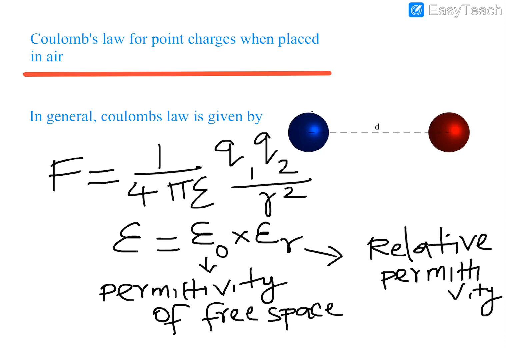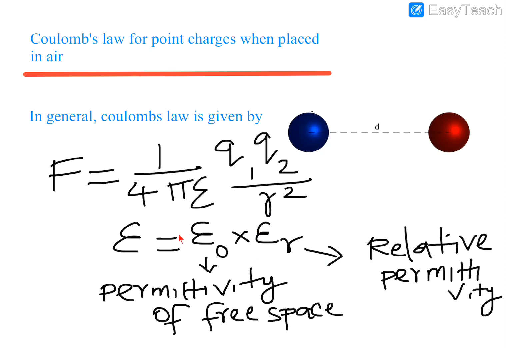Now in the case of air, if you place the two charges in air, then for air this epsilon r is equal to 1. This epsilon r will change depending upon the medium, whereas this epsilon 0 is a constant for all the media. So depending upon the medium, this epsilon r will change. So when epsilon r changes, this total epsilon will change.